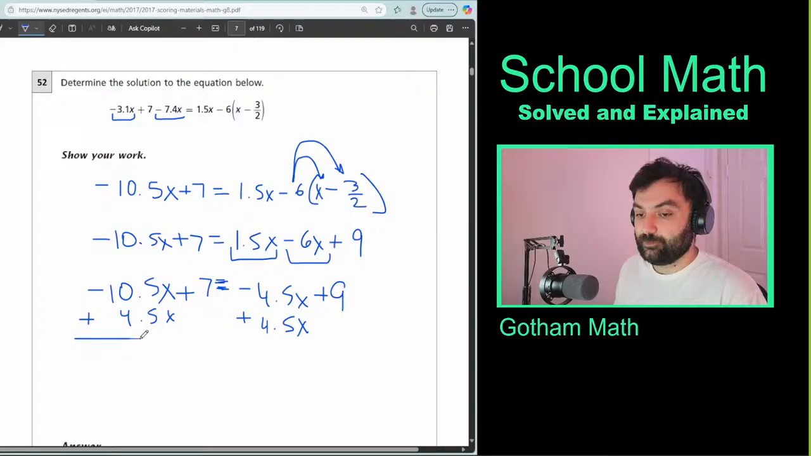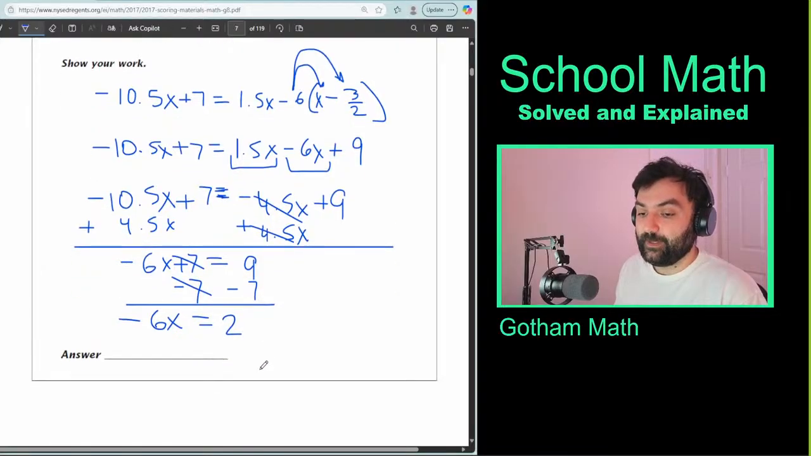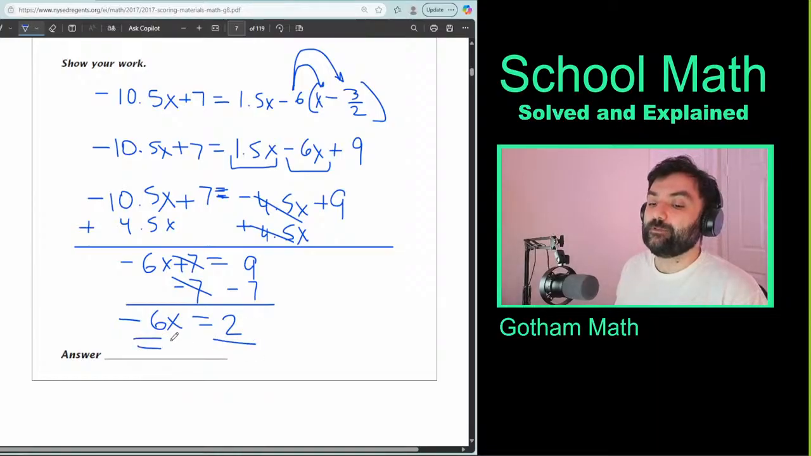And just see what answer it will bring. So negative 10.5 plus 4.5, if I'm not mistaken, is going to be negative 6. And obviously x tags along. Equals to, well, this goes away, and 9 on the right side. Now what we want to do, we want to balance it by subtracting 7 on both sides. Negative 6x, now this goes away, equals to 2. And finally, what I want to do is I want to divide everything by a negative 6. That's the classical last step.